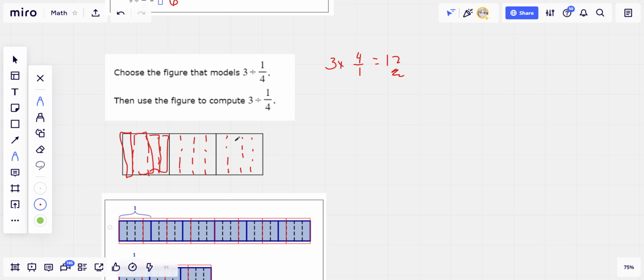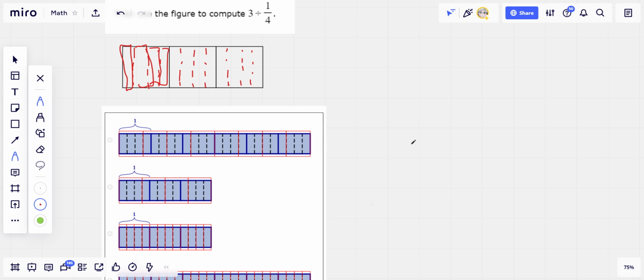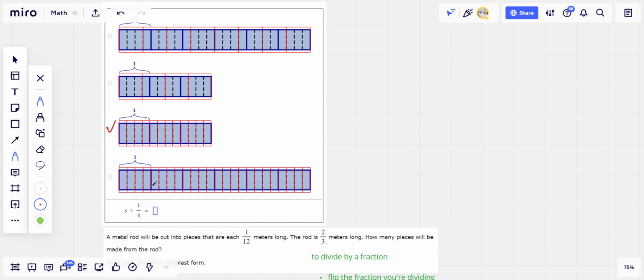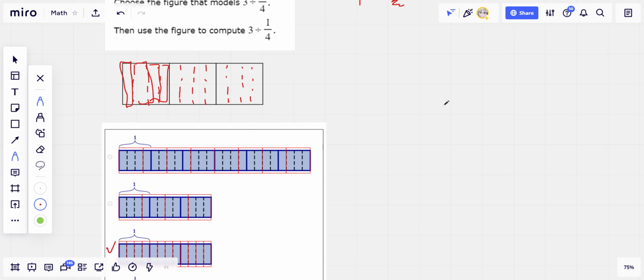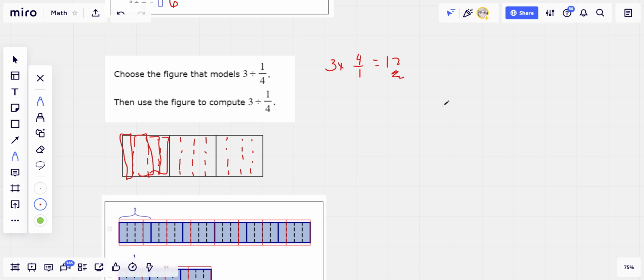And I'm not going to draw those. You're going to have 4 chunks in each of those 3 things. It's going to add up to 12. 1, 2, 3, 4, 5, 6, 7, 8, 9, 10, 11, 12. So our model here should start with 3, and it should divide it up into 4 chunks in each of the units, adding up to 12 chunks, and that's this one. So 3 divided by 1/4 is 12. And that is a little bit of work with how to model the division by fractions.